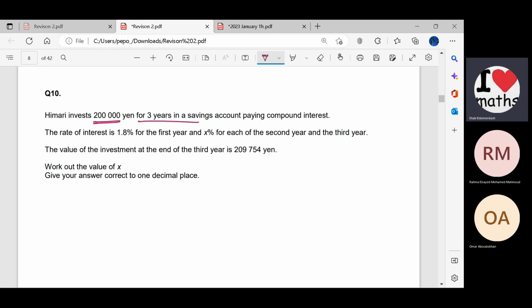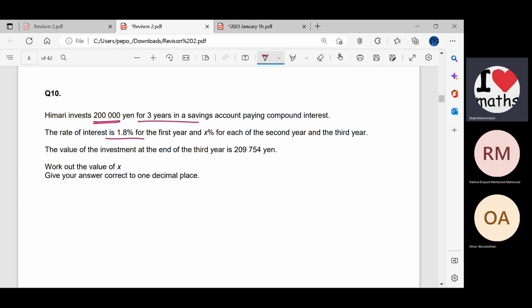Your main problem in this question was that the people were not able to read the question. Most likely, when they are facing this type of question, they did not answer it. They did not read it at all. So we have to read it. They are talking about compound interest. In the first year, it was a rate of 1.8.